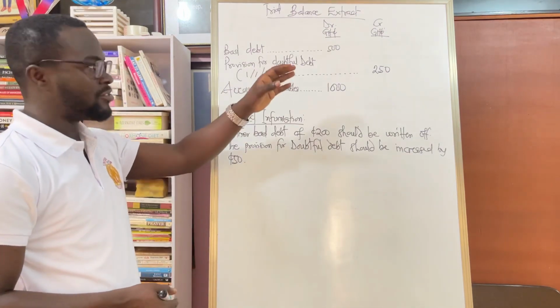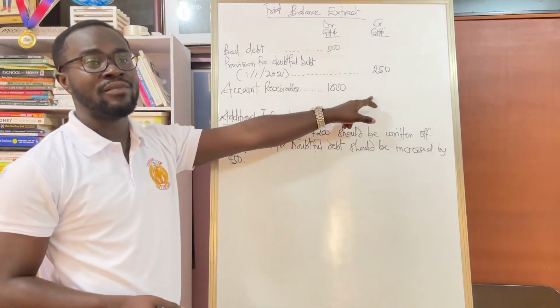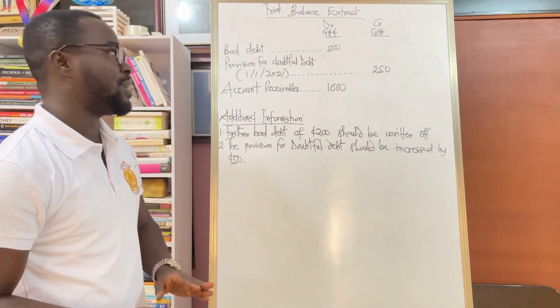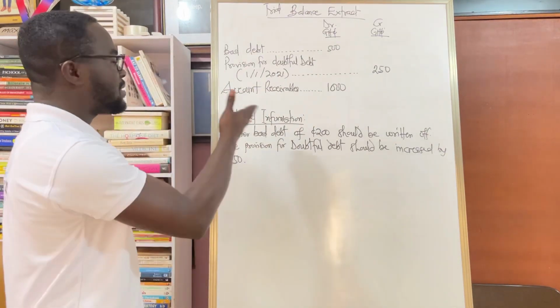This is an extract of the trial balance, so I'm not giving totals. It will never be equal because I don't have all the items to balance the trial balance. I just gave this question out of my head. Let's come to the additional information.